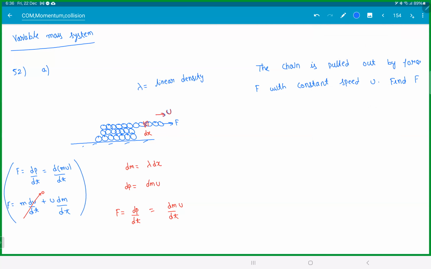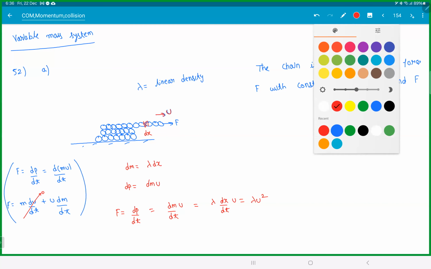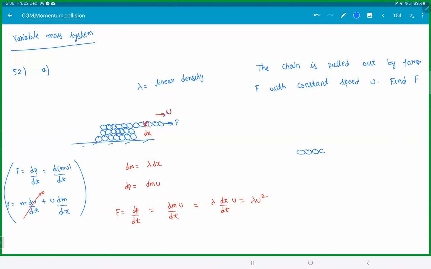So F is dm u by dt. So this would be lambda dx by dt into u, which is lambda u square. If you want to pull the chain out of the heap, you need to exert a force of lambda u square. Vice versa, think of it like this: if you're pulling with F, the heap is pulling the chain backward with lambda u square. This is the force on the chain due to the heap.